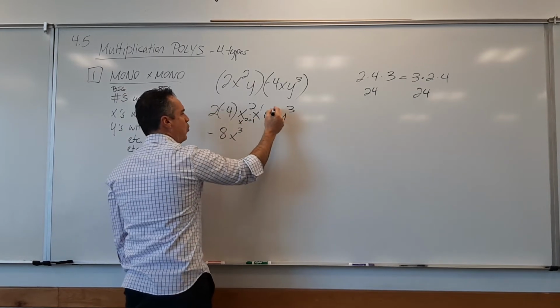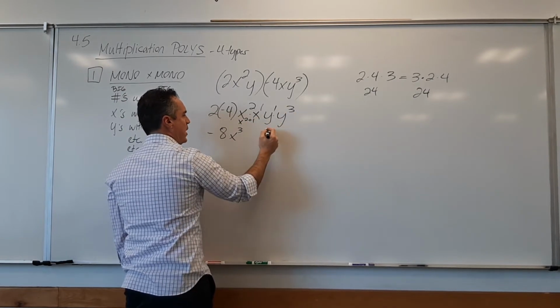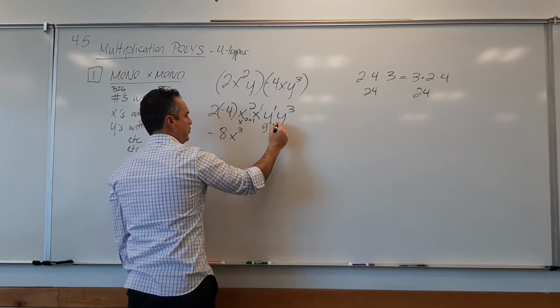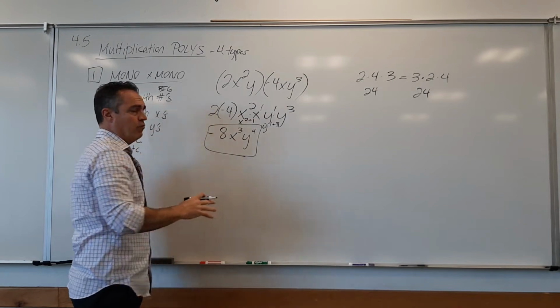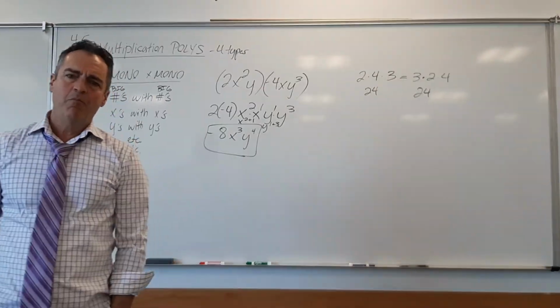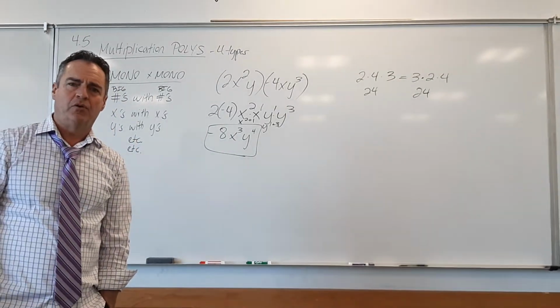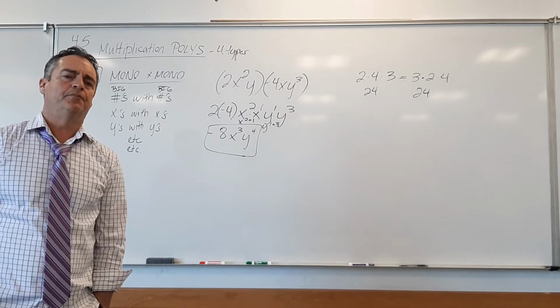And this is Y to the 1 times Y to the third, and that is Y to the 1 plus 3, which makes Y to the fourth. And that's our answer right there. And that's how we multiply a monomial times a monomial.